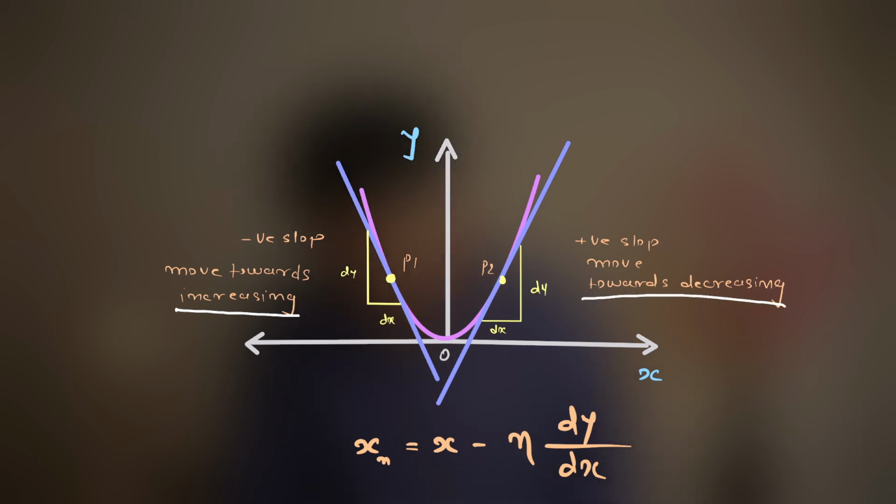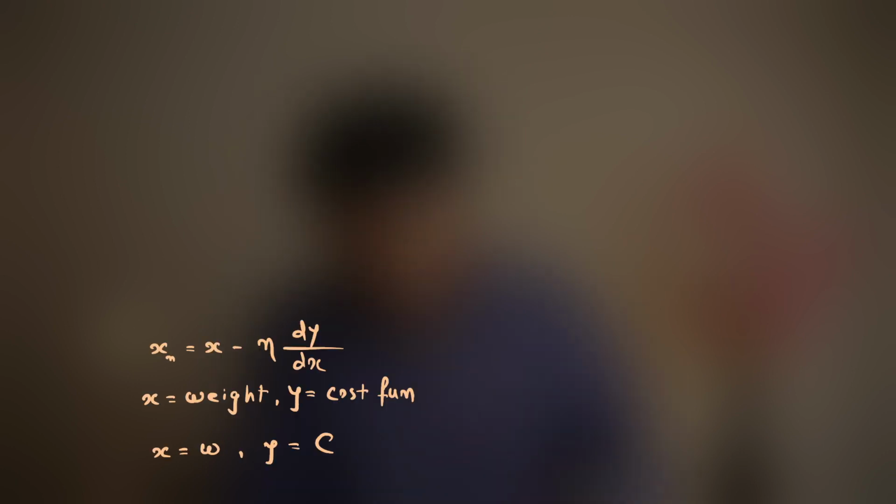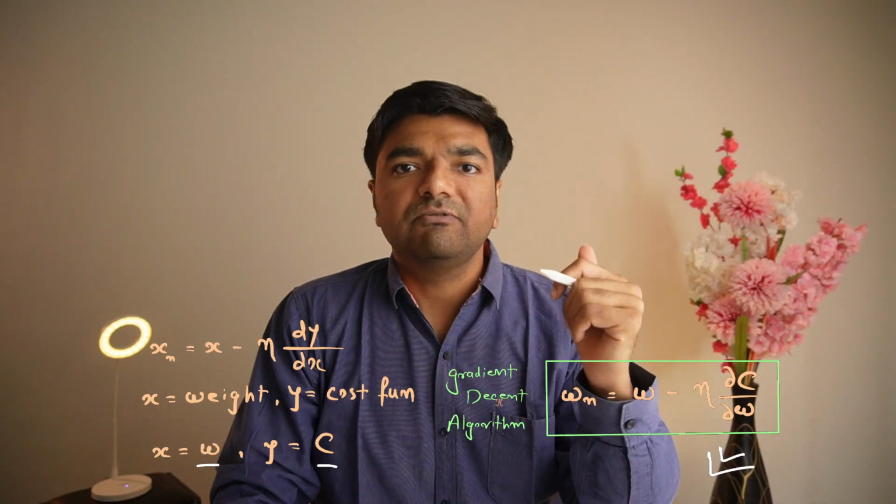Now see this gradient descent algorithm. Here, x is parameter and y is function. Our parameter is weight and function is cost function. So let's denote x with w and y with c. So our gradient descent algorithm becomes wn is equal to w minus eta del c upon del w. This is the main algorithm that we need to use.